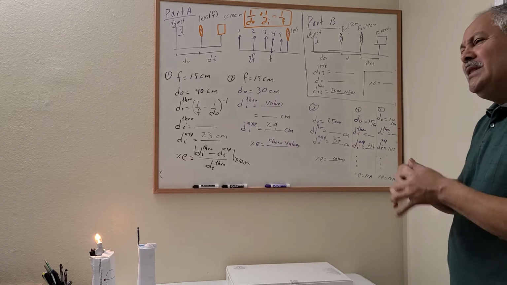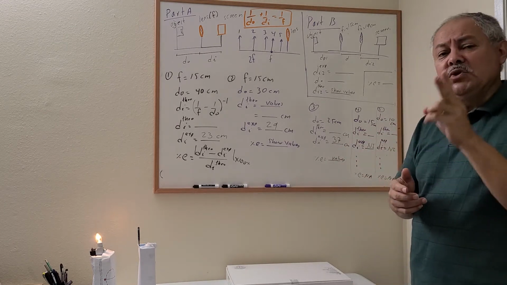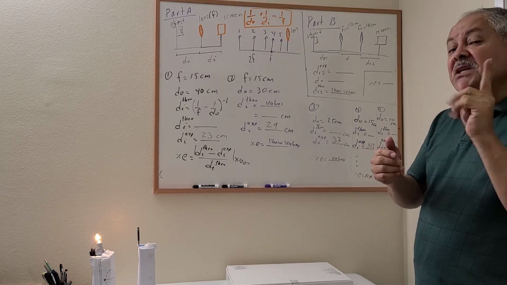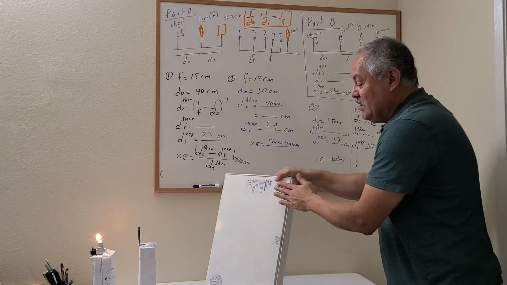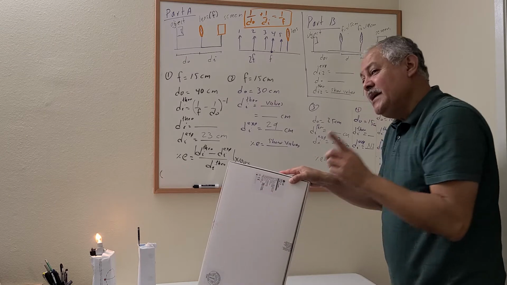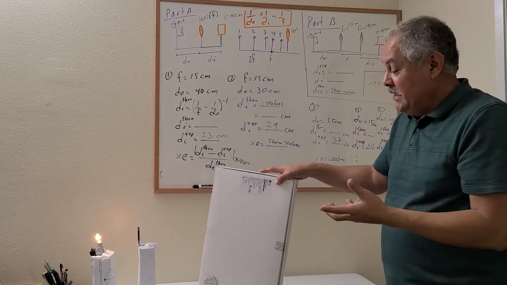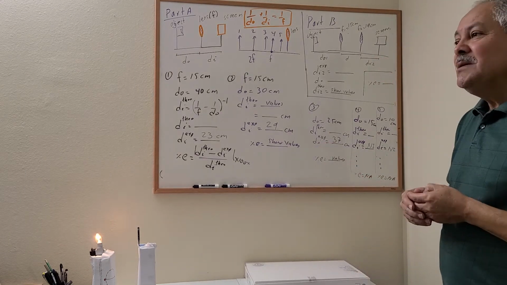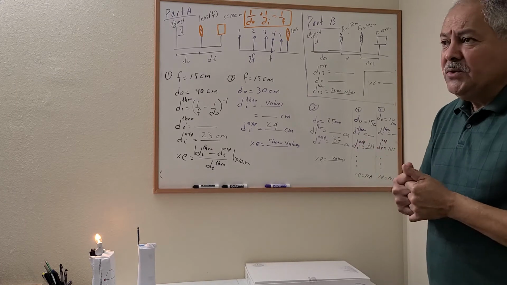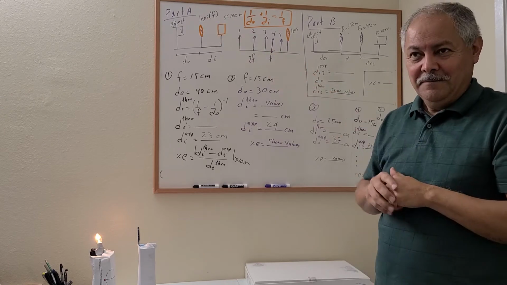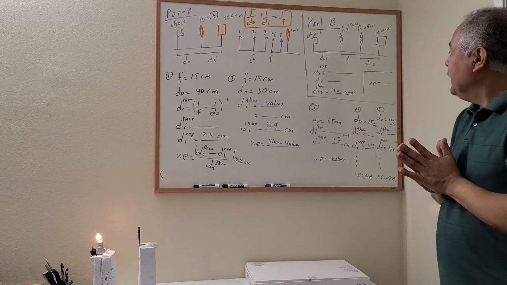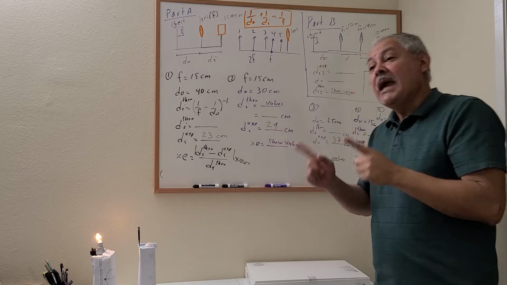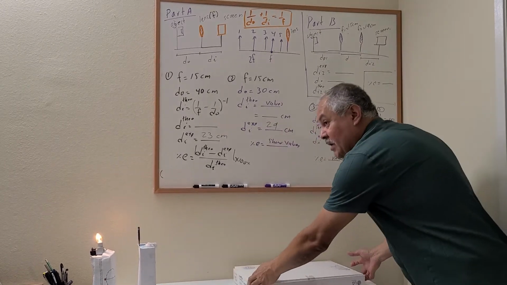When the image is not found on the screen, we have two cases. One is that the image is virtual. If the image is real, we can place the image on the screen. If the image is virtual, we cannot see it on the screen. Another possibility is that we cannot see the image on the screen if the image is very, very far away. That answer is found using the formula, which tells us which type of image we have when we cannot see it on the screen.